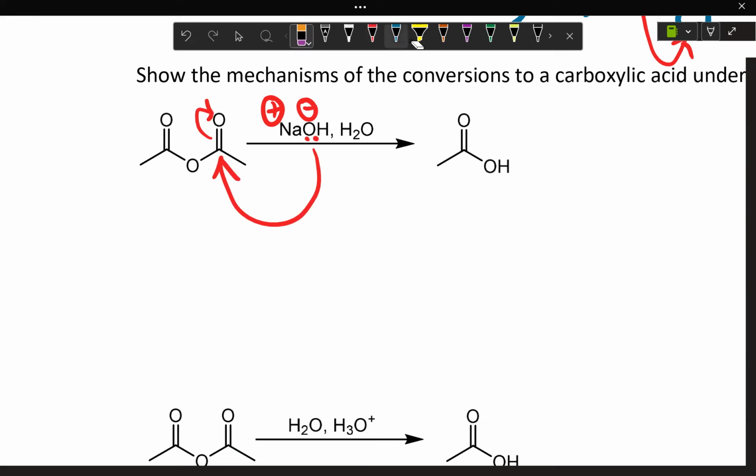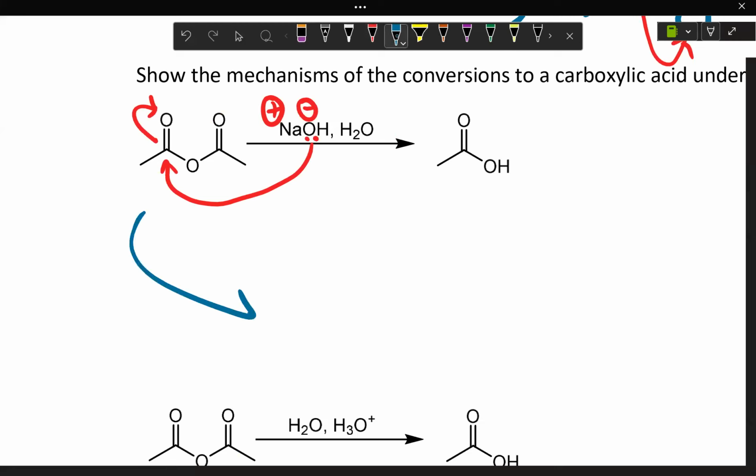So let me draw the other one since I'll explain. It doesn't matter which one you attack, but I'm going to attack the left one because this carbon appears to be on the left. So I'm going to make sure that carbon is on the left here. Draw the result of this.